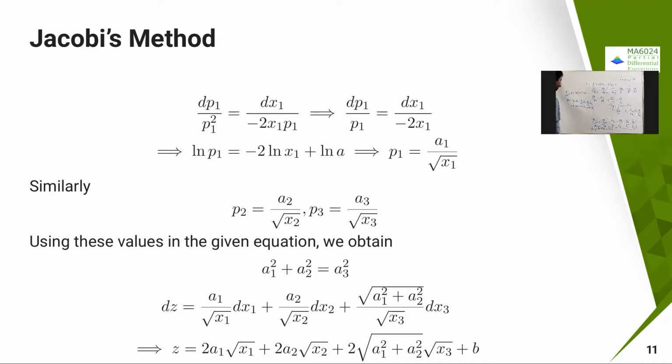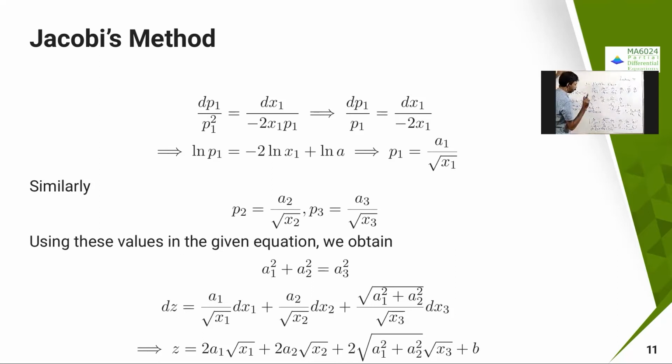Now what I have is that a3 square. Once you integrate, one more constant is going to come, because you are integrating on both sides. Now there is a relation: a1 square plus a2 square equal to a3 square. So I can substitute it over here. Therefore this can be written as 2a1 root x1 plus 2a2 root x2 plus, for a3, I can substitute 2 into square root of a1 square plus a2 square into square root of x3, plus b is going to come. So therefore you have three constants.